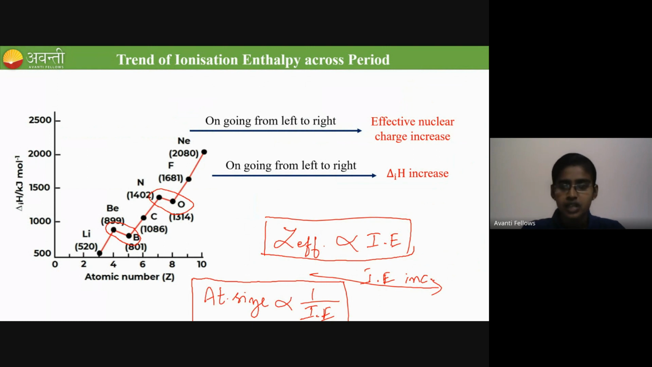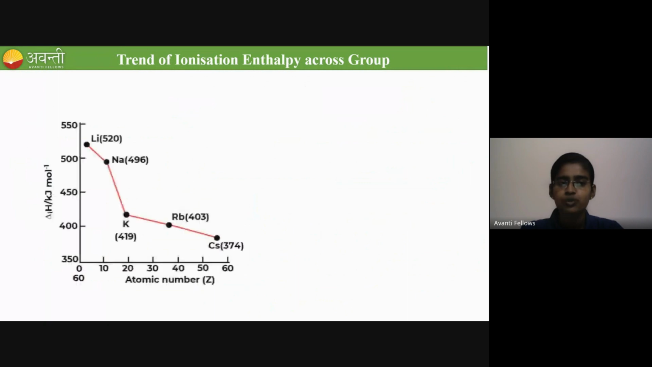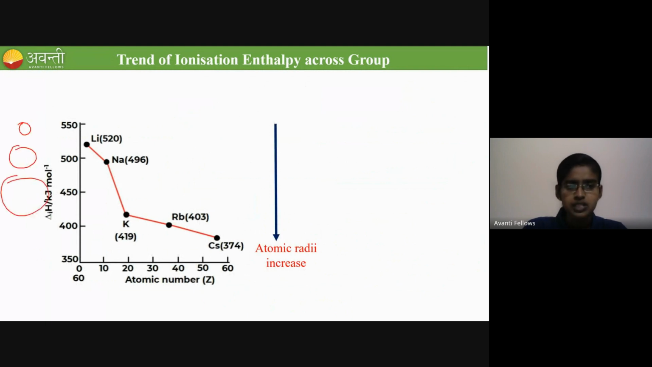Now we'll go with the trend across the group. Trend of ionization energy across the group. To understand this, I have taken the first group elements from lithium to cesium: lithium, sodium, potassium, rubidium, cesium. On moving down the group, atomic radius increases. So this is lithium, sodium, potassium, rubidium, and cesium.